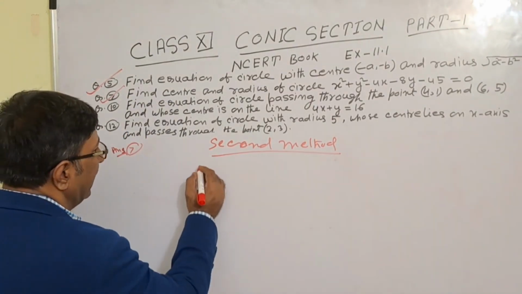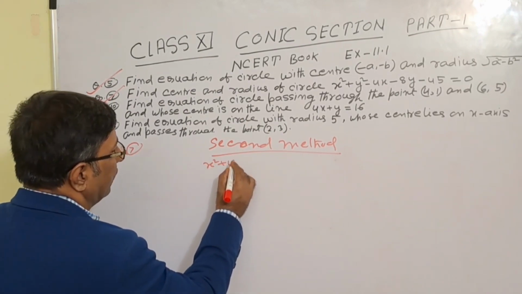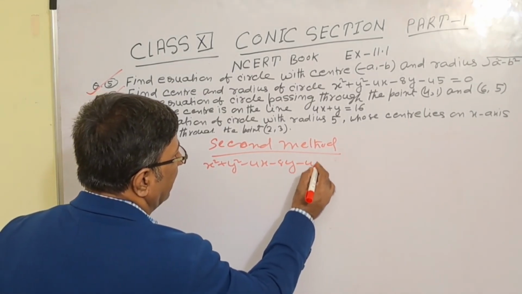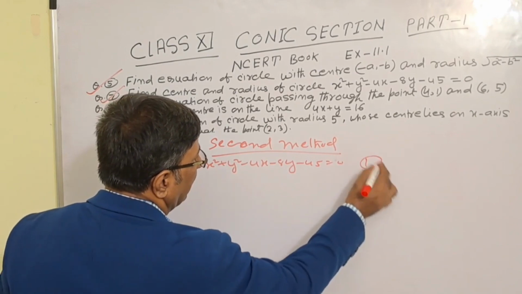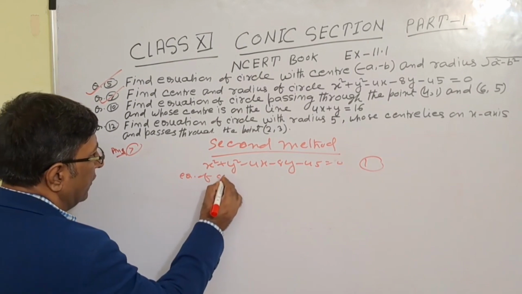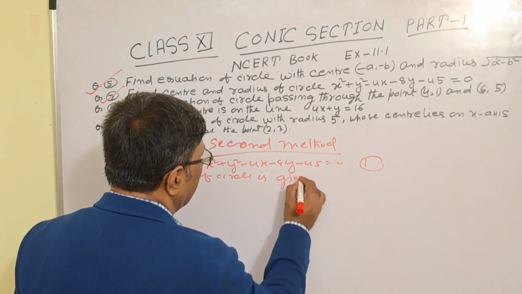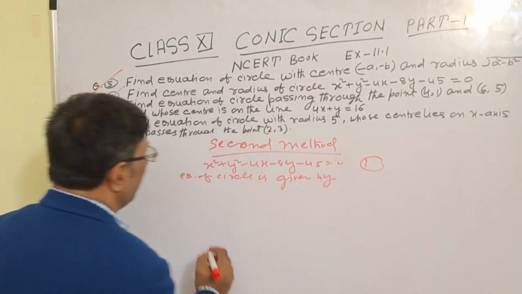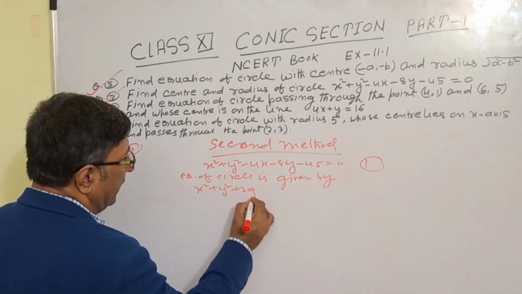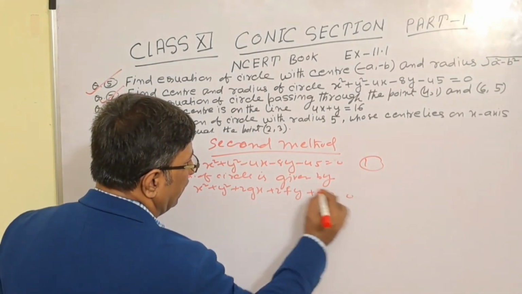So what is the second method? First, the given equation is x² + y² − 4x − 8y − 45 = 0. And we know the equation of a circle is given by x² + y² + 2gx + 2fy + c = 0.